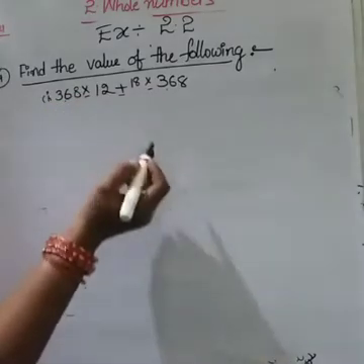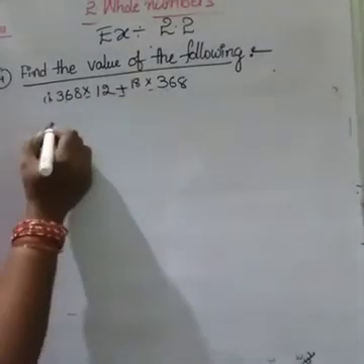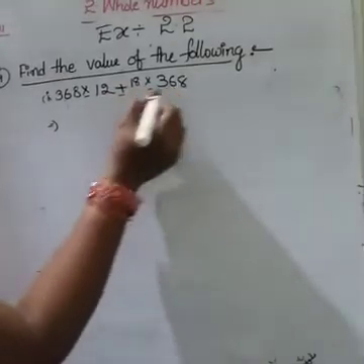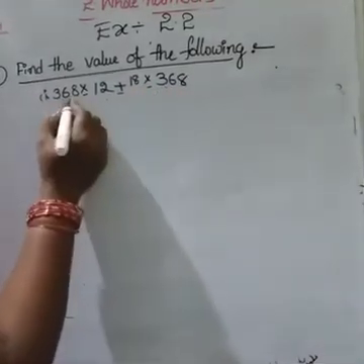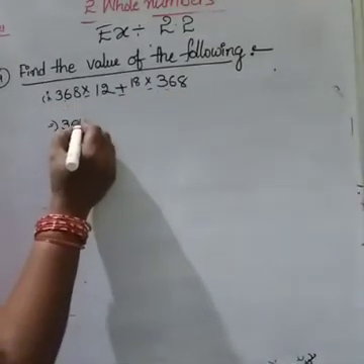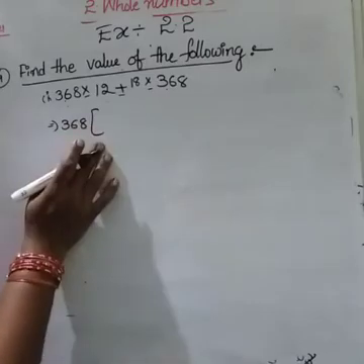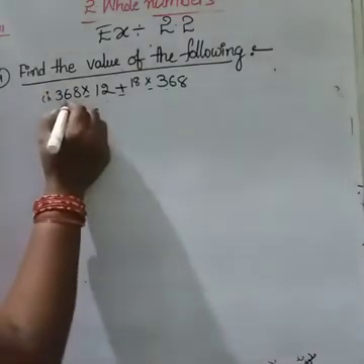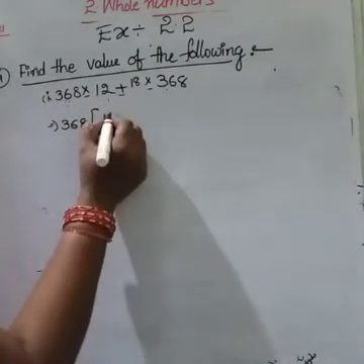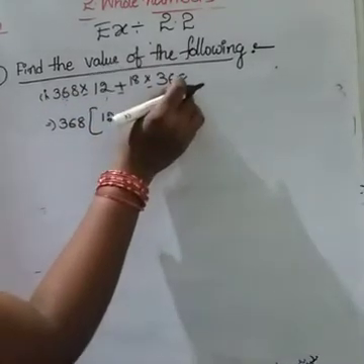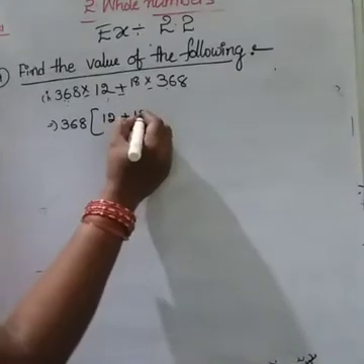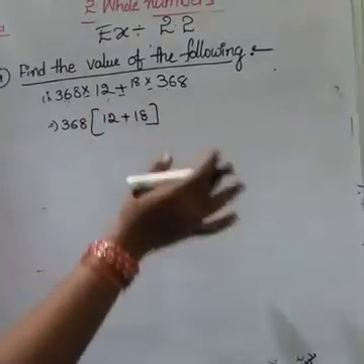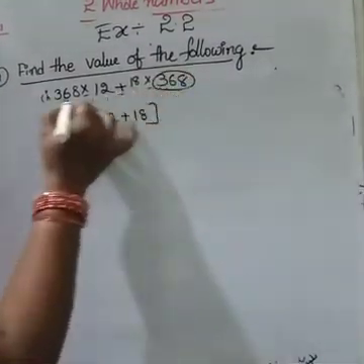368 into 12 plus 8 into 368. So we have to take the common number in both. So 368 we have to take common. This bracket also equals multiplication. Here 368 taken out, 12 remaining is there, plus here also 368 taken out, 18 remaining is there. Is it clear? 368 in both sides.